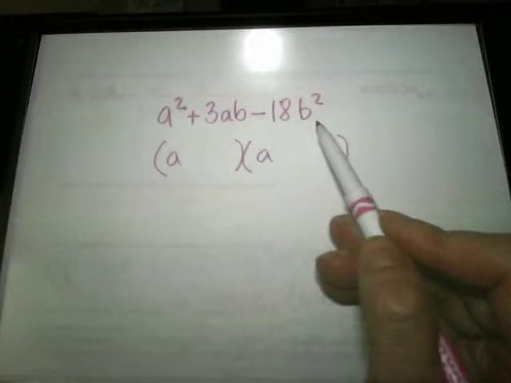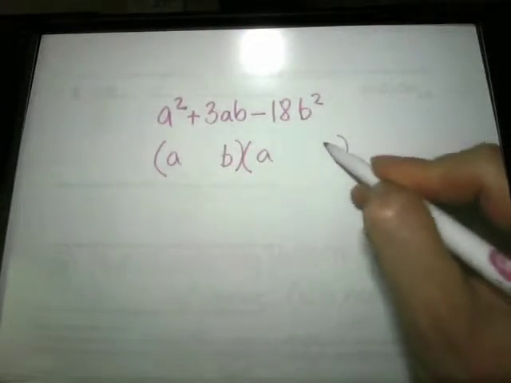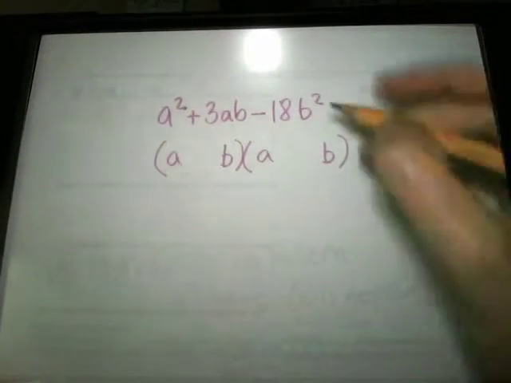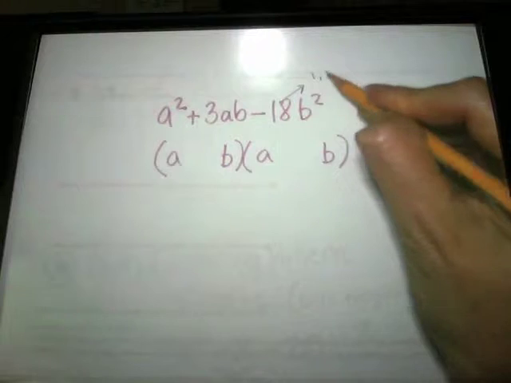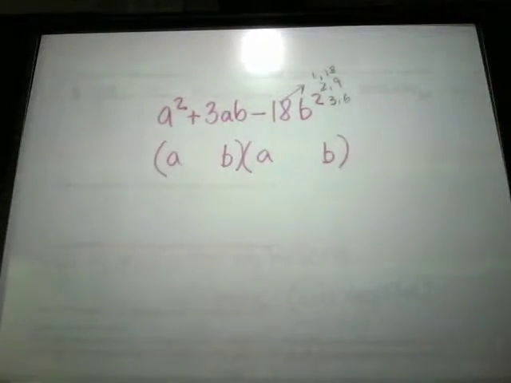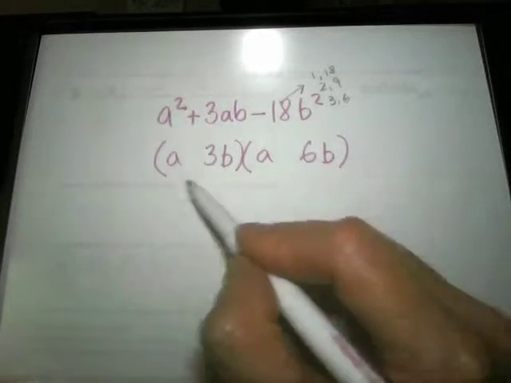Now in the last positions, I know I'm going to need to get a b squared, and for that I know it's going to be b times b. Now I just need to figure out my factors of 18. I've got 1 and 18, 2 and 9, 3 and 6. If I need to get a total of 3, Izzy, what do you suggest? 3 and 6. Okay, good.